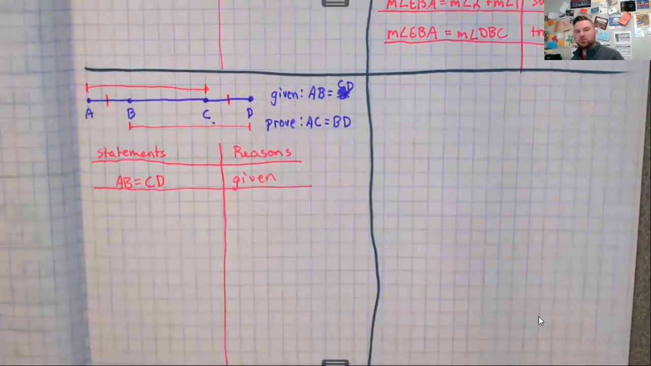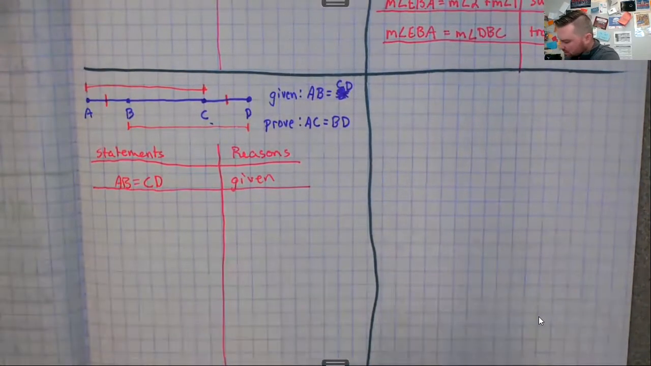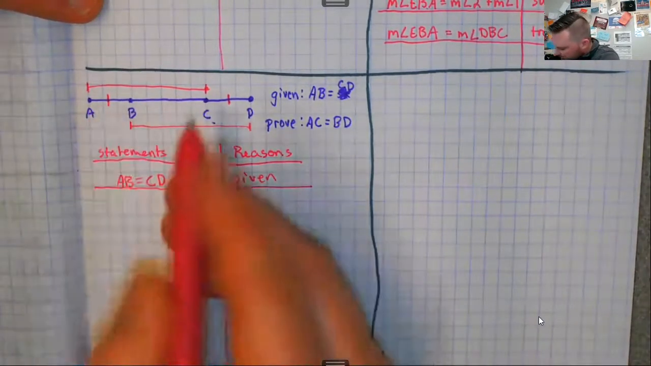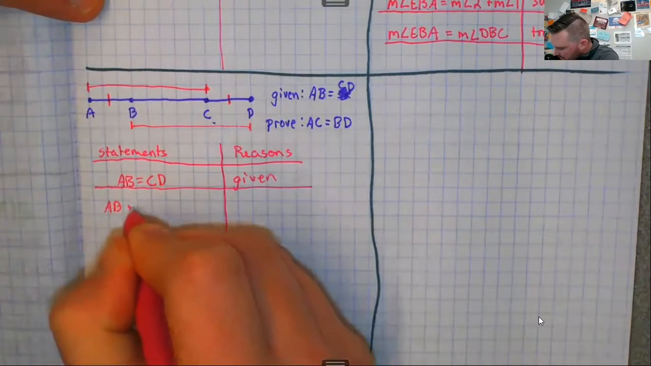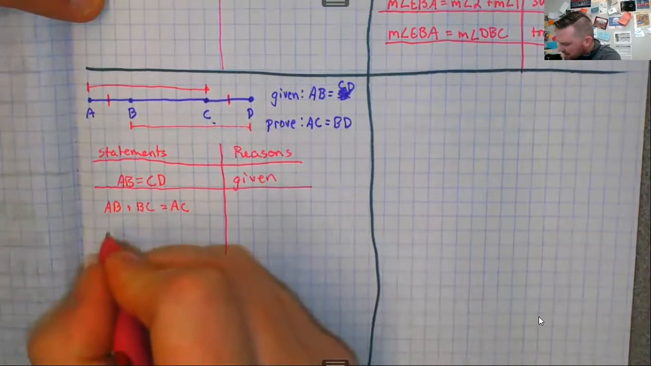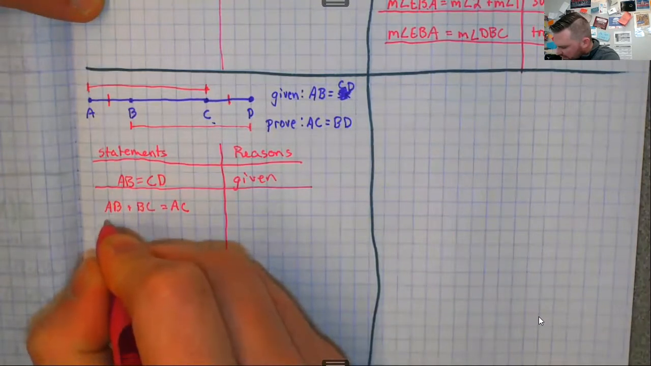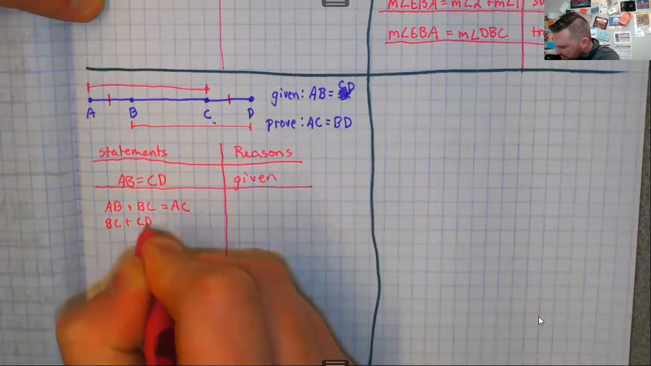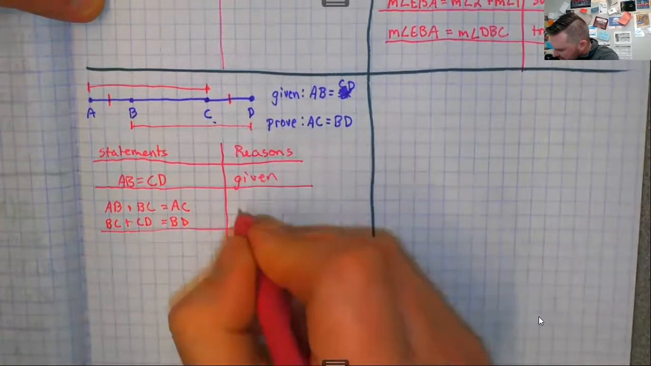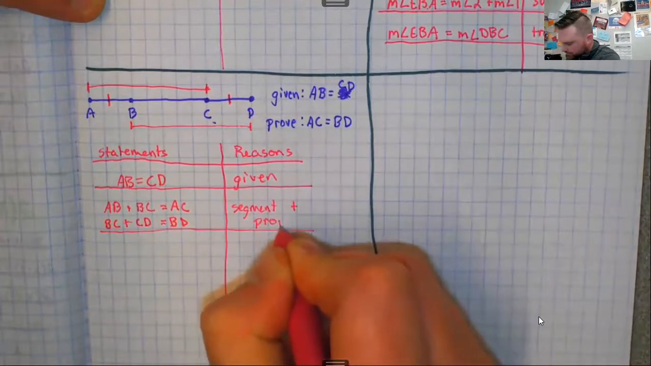This is very similar to the last proof that we did. So we're going to start off by adding segments together. I know that AB plus BC equals the whole thing. So AB plus BC equals AC. And you can make more than one statement in a line as long as it has the same reason. So then I'm going to say BC plus CD equals BD. And that is segment addition property.